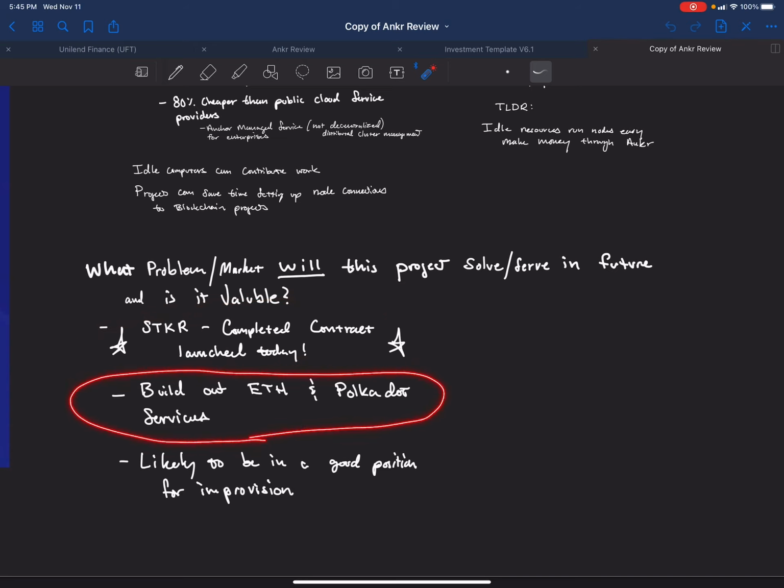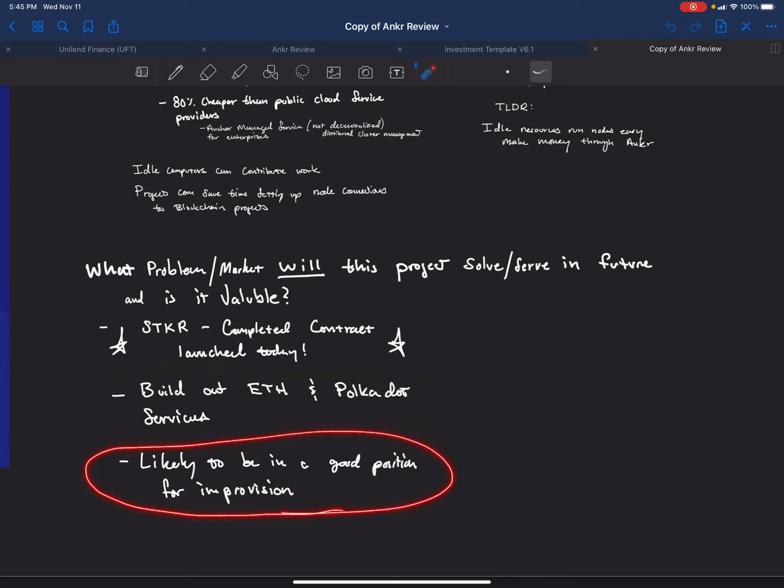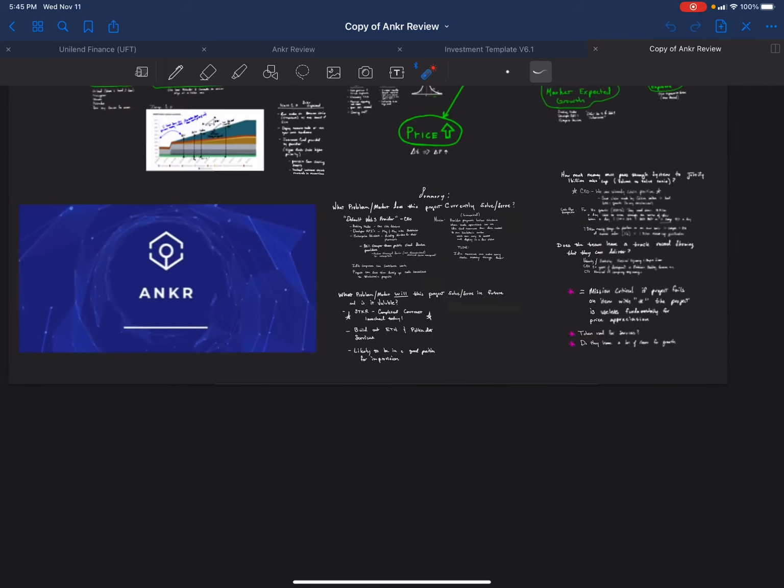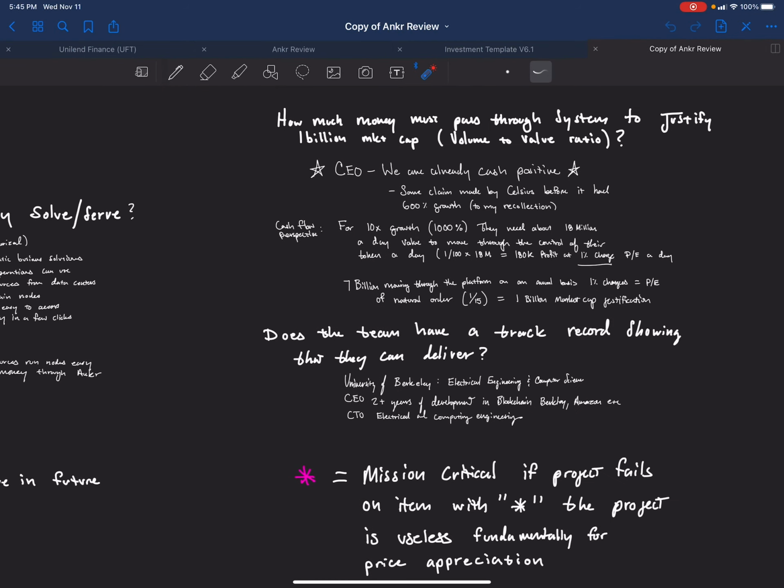They also are going to build out more of their Ethereum Polkadot services, and they're likely to be in a good position to improvise because they are a very practical provider to the Web3 services. Basically, the ANKR team is very nimble on their feet, and I could see that they are doing a good job at providing services to companies that want to interact with the Web3 stack, the distributed services stack of blockchain, or whatever you can call it.